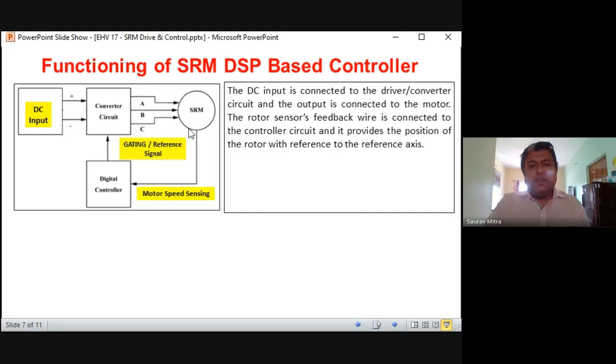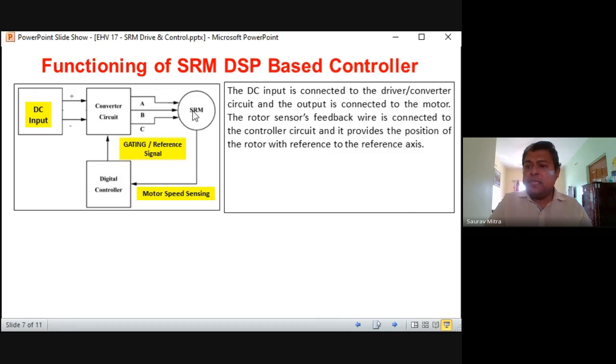So this is the functioning of the SRM DSP-based controller. You are finding the DC input. So for every one of these, the input is DC. We don't have an AC supply, but this motor runs with AC. So there should be a converter. Actually, this is not called a converter. This should be called an inverter, because DC has to be converted to three-phase AC. Okay, so this is the SRM drive.